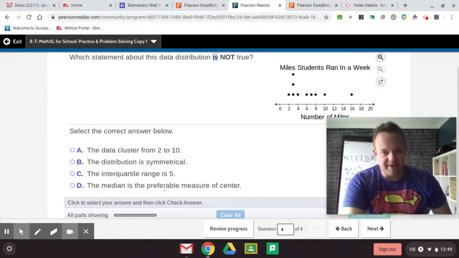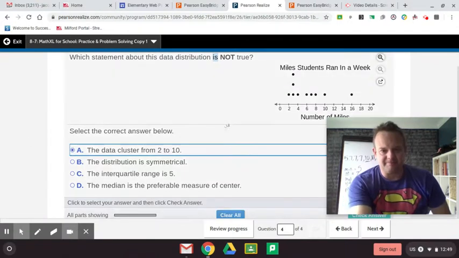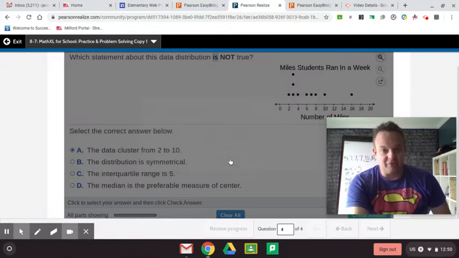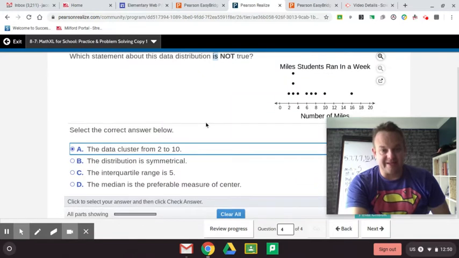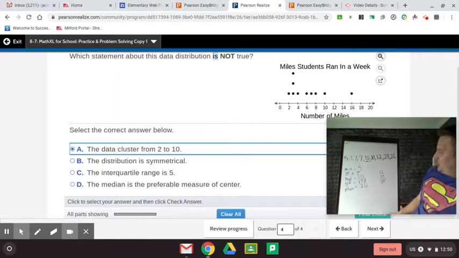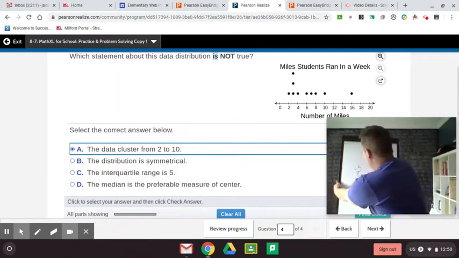The interquartile range is 5. Could be that. But I'd say this is a very true statement. The data does cluster from 2 to 10. Let's go with that one. Oh, man. Okay. So in this case, even though this is a true statement, I guess it clusters more from 2 to 4. We are going to have to find the interquartile range. All right, so here we go. Let's do it.